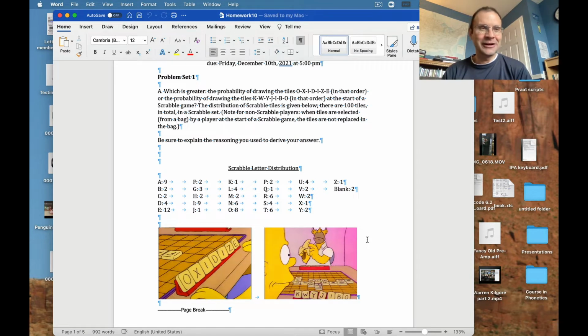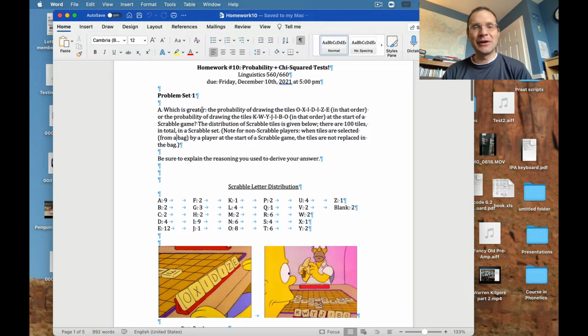And then, hilarity ensues. Anyways, the question I want to ask is, which is greater, the probability of drawing the tiles oxidized in that order, or the probability of drawing the tiles Ouija in that order at the start of a Scrabble game? So let's just pretend this is the beginning of the game. I've got the distribution of Scrabble tiles down here, which if you're a Scrabble player, you're probably well familiar with. And if you're not, well, you can use this to your advantage either way.